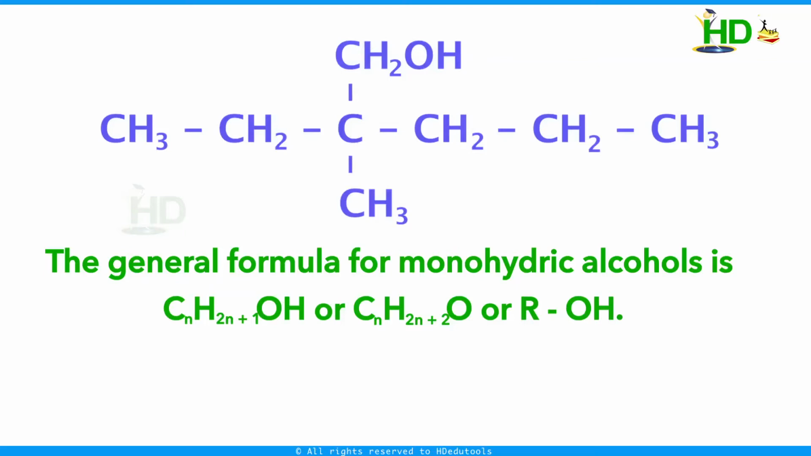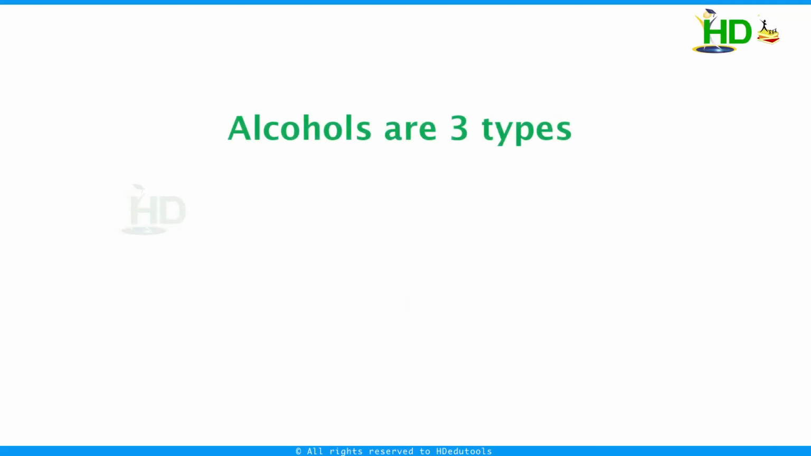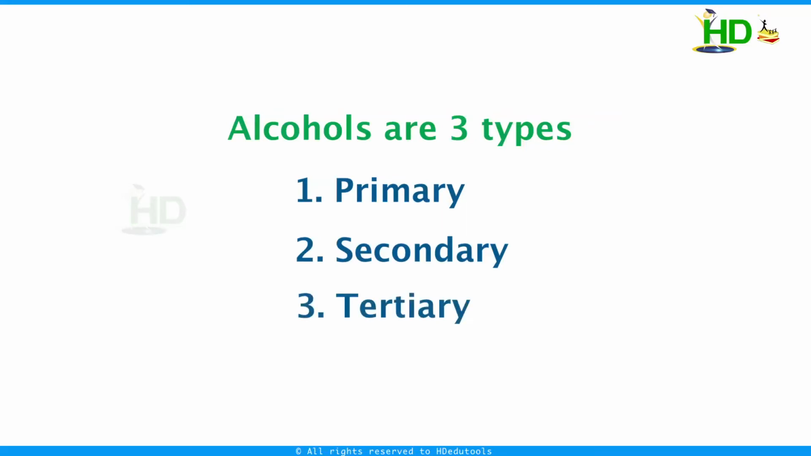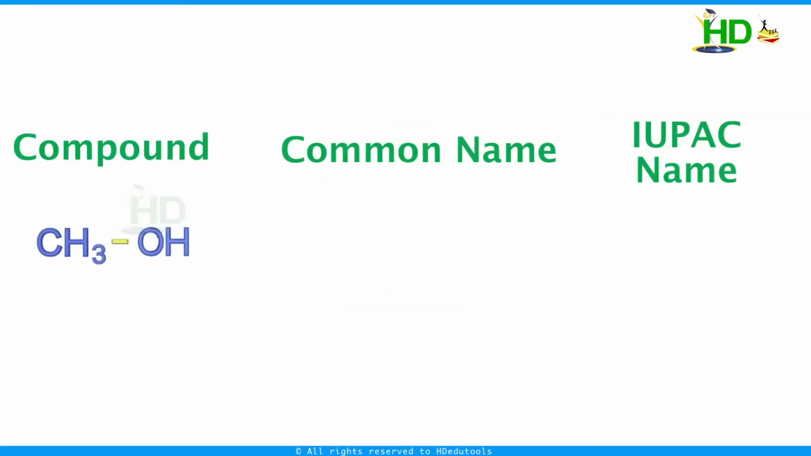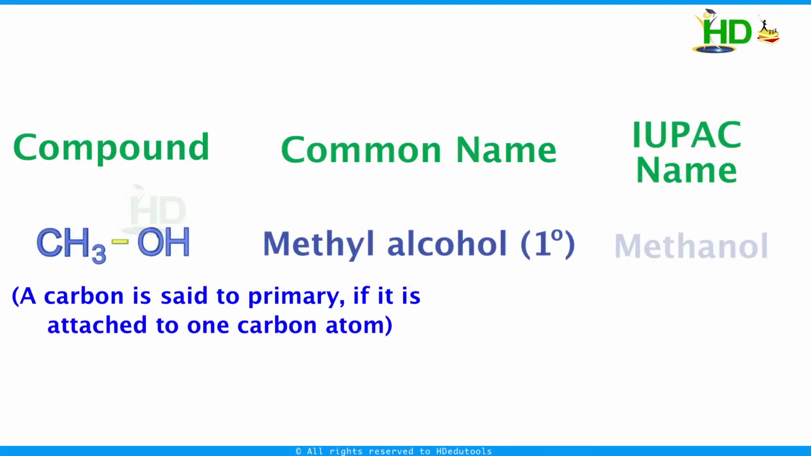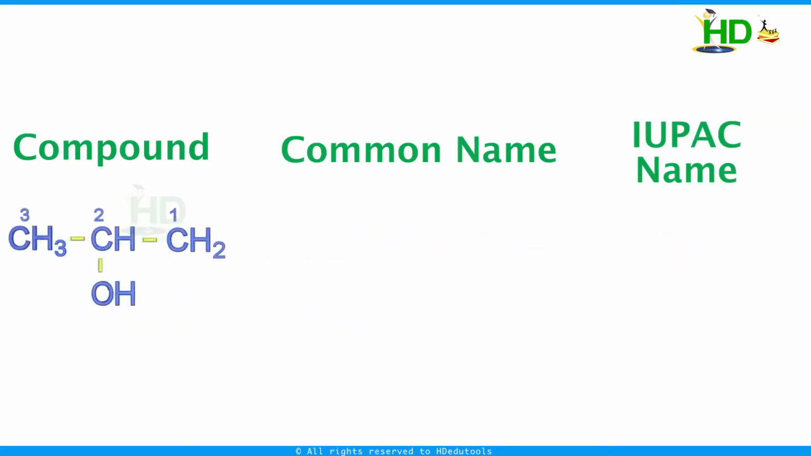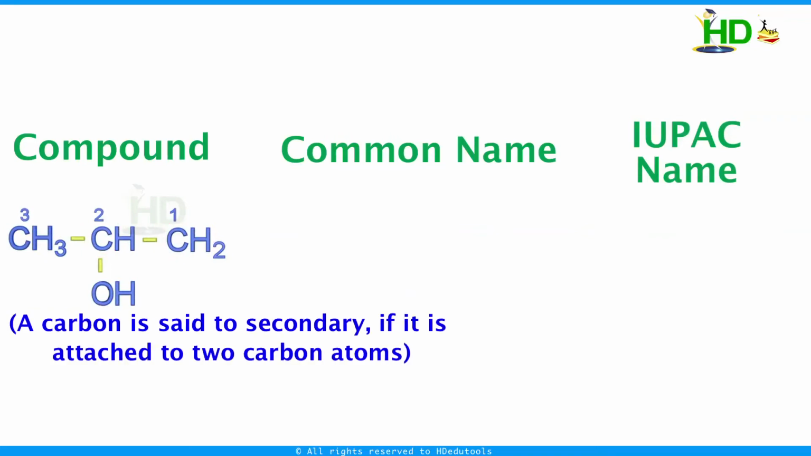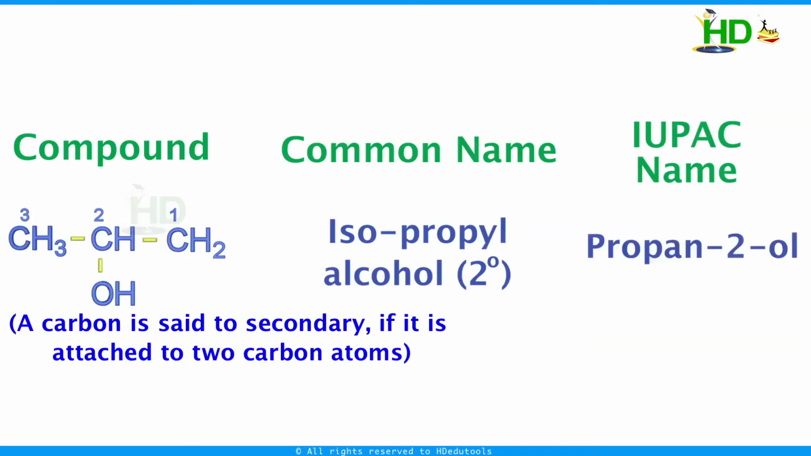In the common system, the word alcohol is added to the name of the alkyl group present in the molecule. And alcohols are of three types: primary, secondary, tertiary. This is related to the position of the alcoholic group. Suppose we consider this compound, an alcohol group present on a primary carbon atom, hence it is a primary alcohol. This is methyl alcohol or methanol. In this case, this is a primary carbon and this is a secondary carbon. The alcohol is present on the secondary carbon and it is isopropyl alcohol or propan-2-ol.